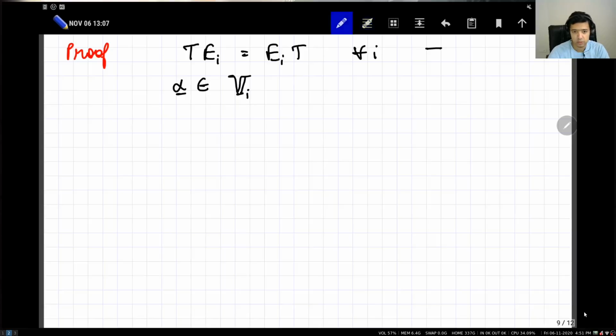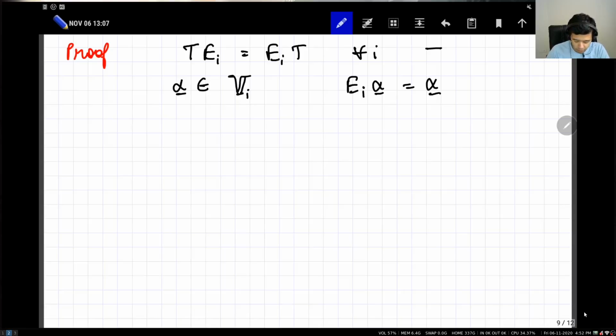So let's take any alpha in Vi, right? So what does that mean? What do we know about alpha over here? We know that since alpha is in Vi and Ei is a projection matrix, alpha is in the range of Ei, therefore Ei times alpha is equal to alpha, right?